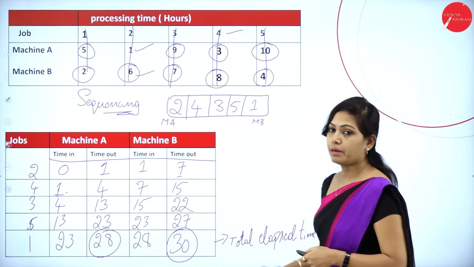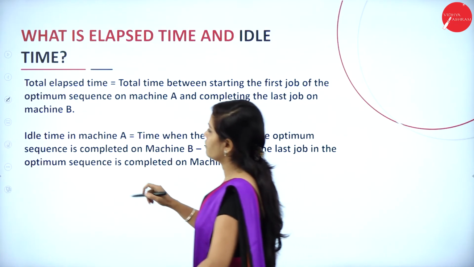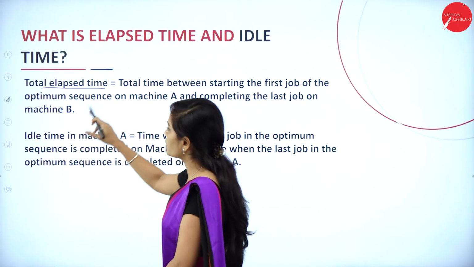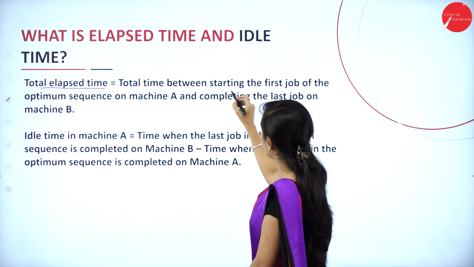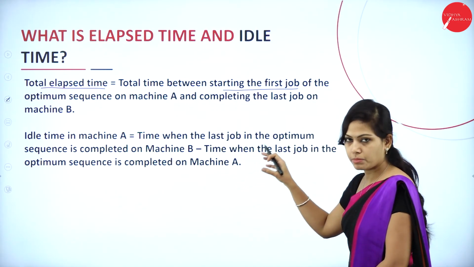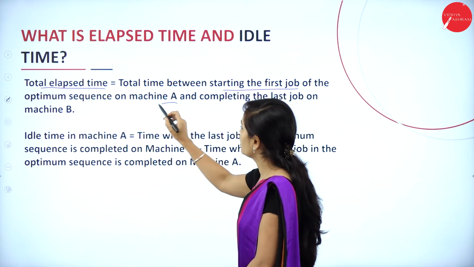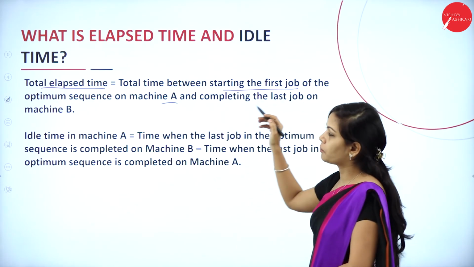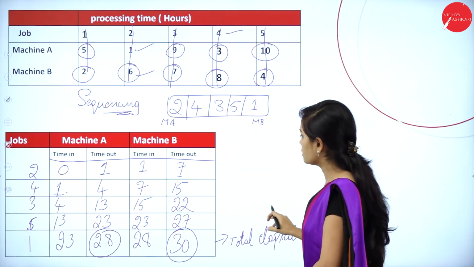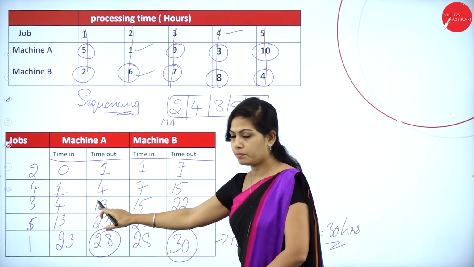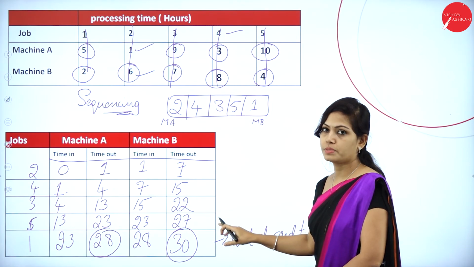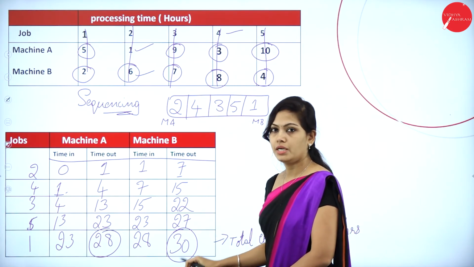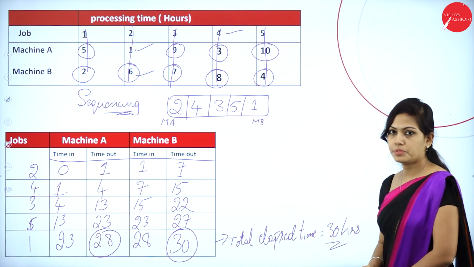What is this elapsed time? First I will explain the definition. Total elapsed time is equal to total time between starting the first job of the optimum sequence on machine A and completing the last job on machine B. Starting the first job and completion of the last job on machine B. That is called total elapsed time.